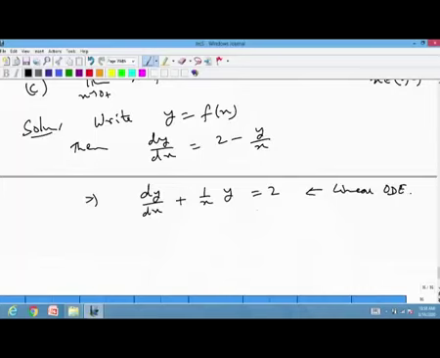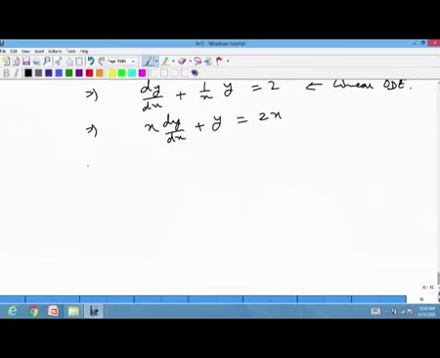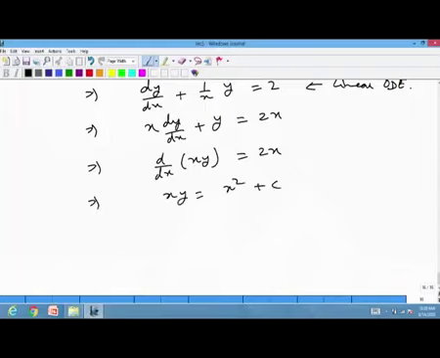In fact, in this case if you multiply this by x, this gives x times dy dx plus y equal to 2x, and now you can clearly see that left hand side is nothing but the derivative d by dx of x times y equal to 2x. Then by integrating this we get x times y equal to x square plus c, which implies y is equal to x square plus c divided by x. So, this can be written as x plus c by x.